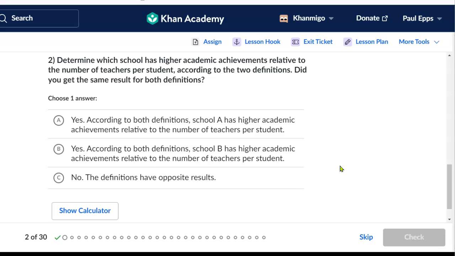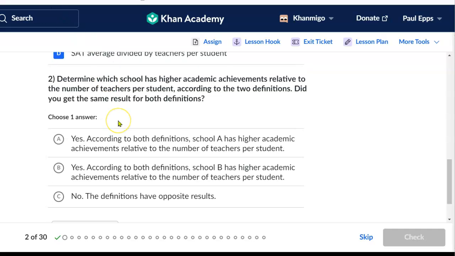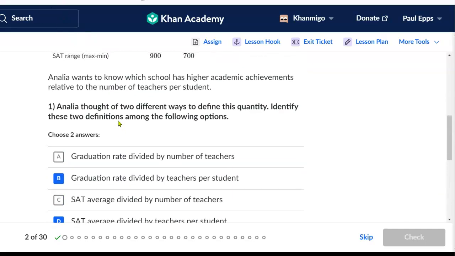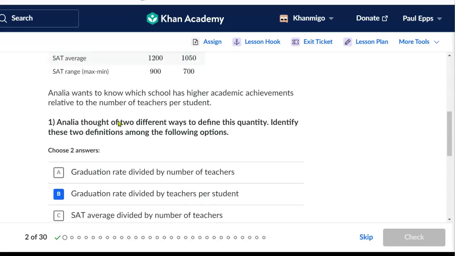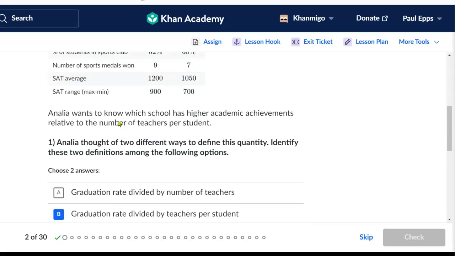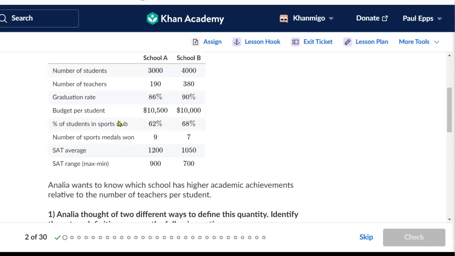Determine which school has higher academic achievements relative to the number of teachers per student according to the 2 definitions. Did you get the same result for both definitions? All right, we're going to go back and take a look. Graduation rate divided by teachers per student. Teachers per student. All right.